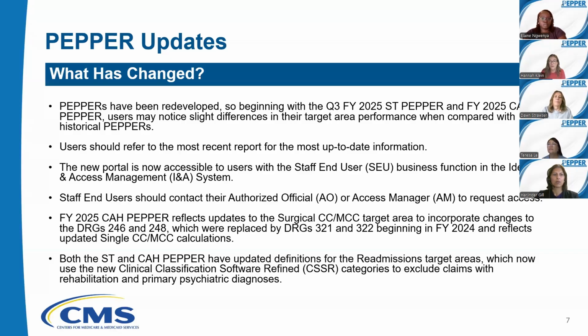Finally, both the short-term and critical access hospital PEPPERs include revised readmission target area definitions to use the updated Clinical Classification Software Refined, or CCSR, categories to exclude claims with rehabilitation or primary psychiatric diagnoses. Right. With that, I'll turn it over to Dawn to continue to walk through the Critical Access Hospital PEPPER.